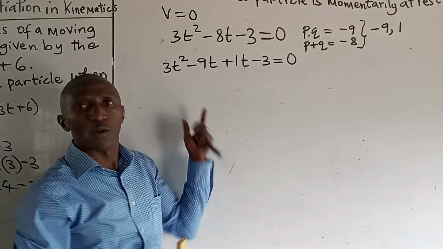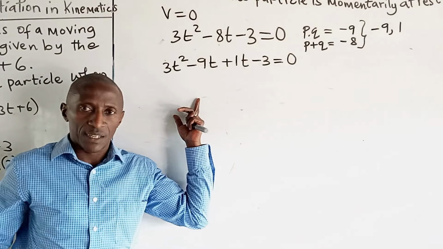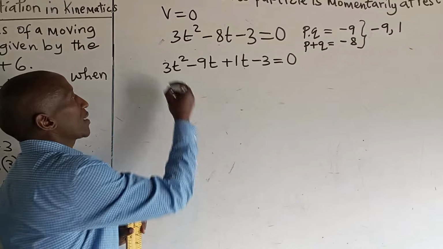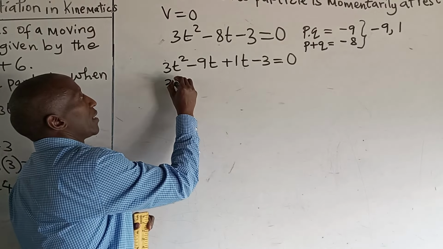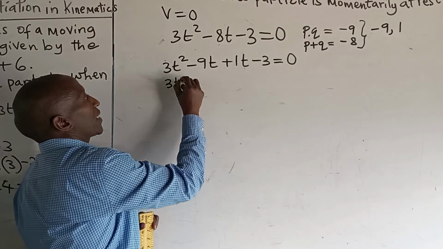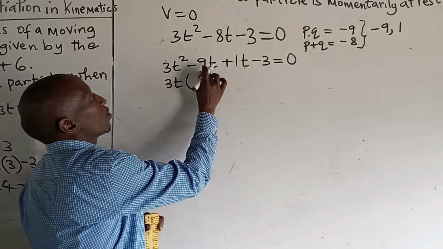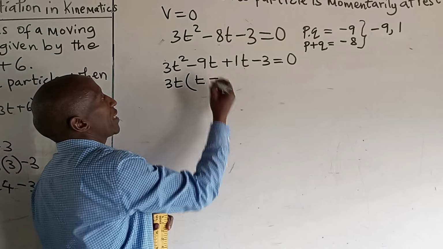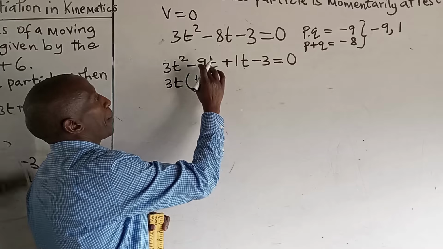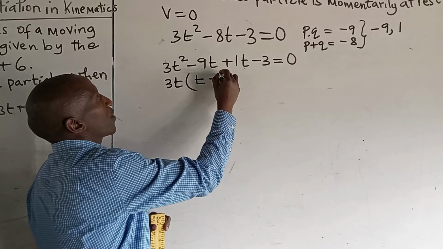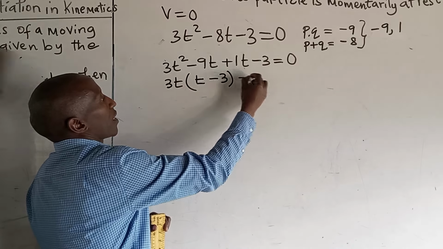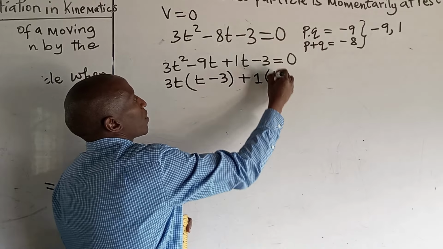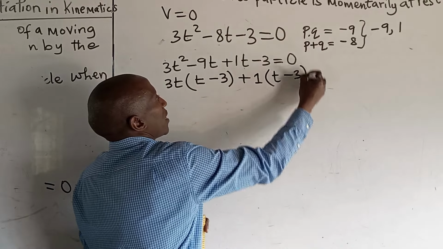Now, we do the factoring. We do the factoring out such that we get 3t factored out because it is common in the two, and we are left with a t minus, we factor out this, we are left with a 3. Then plus, here we factor out a 1, and we are left with the t minus 3, and that gives you 0.